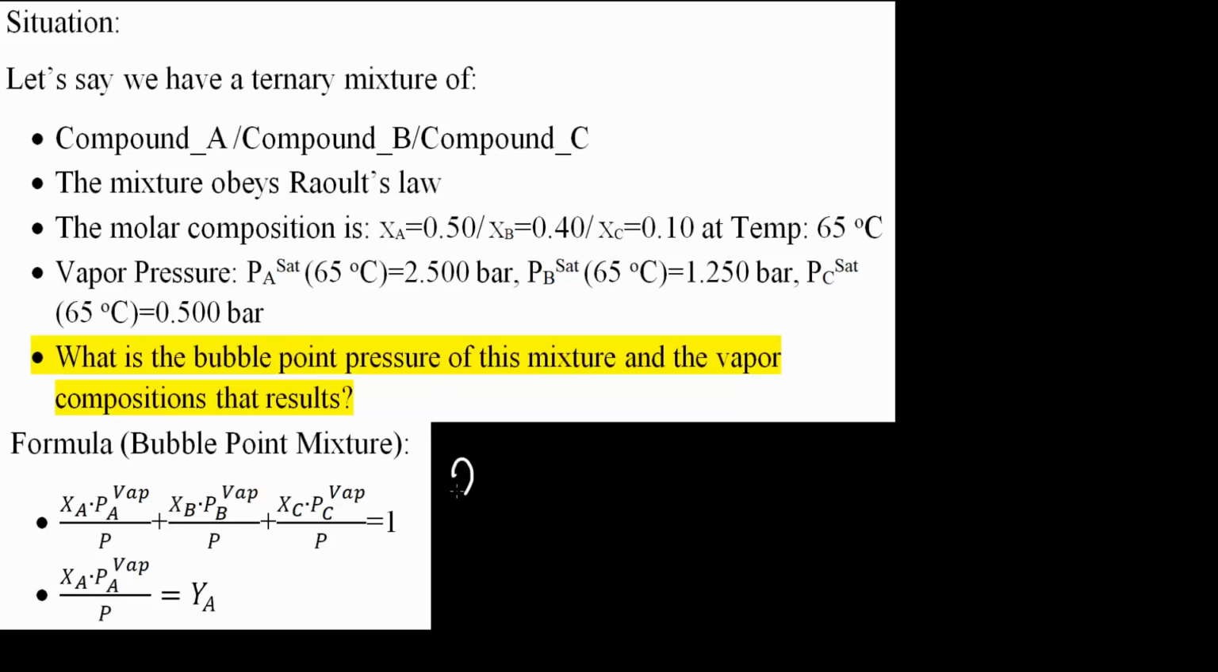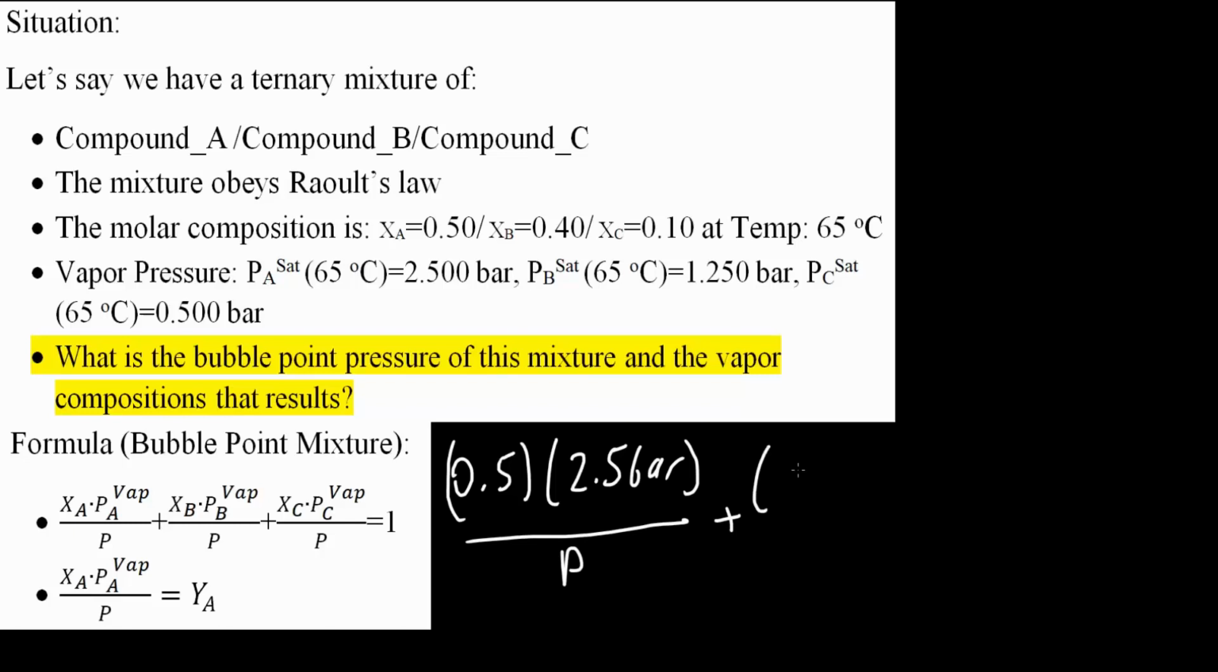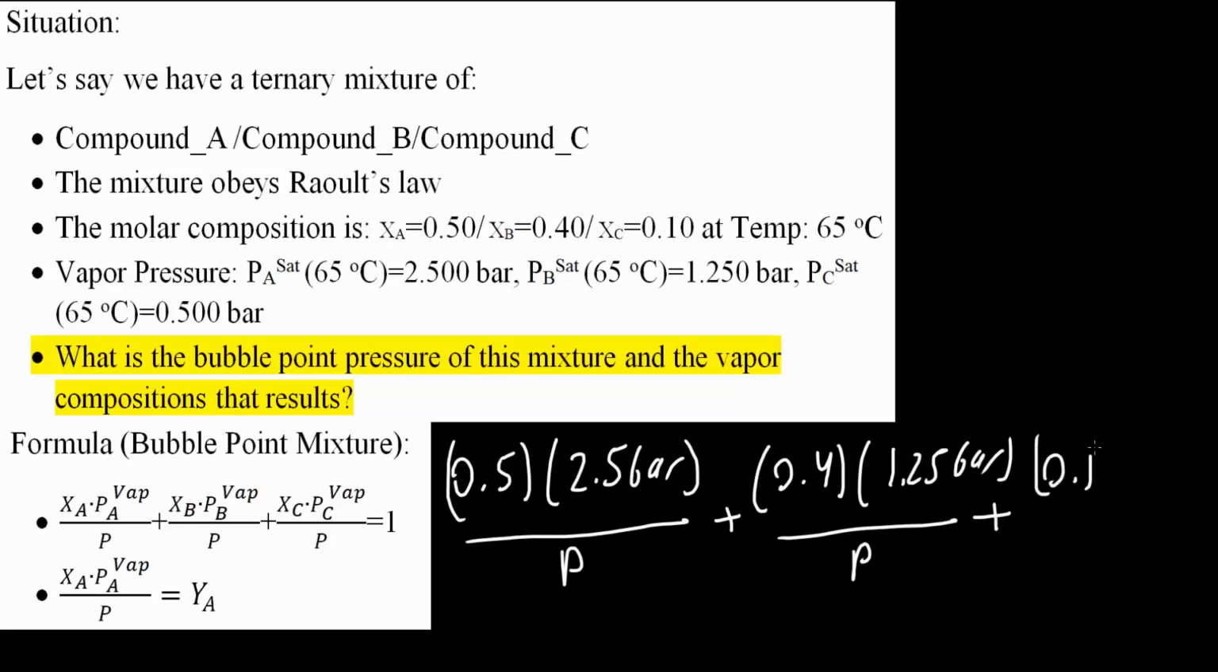So we know XA is 0.5, and we know PA-SAT is going to be our 2.5 bar for saturation. So 2.5 bar, and we don't know P, so divided by P. So plus, now we do the same thing, XB, so 0.4 times 1.25 bar divided by P, plus 0.1 times 0.5 bar divided by P, and this whole thing will equal 1.